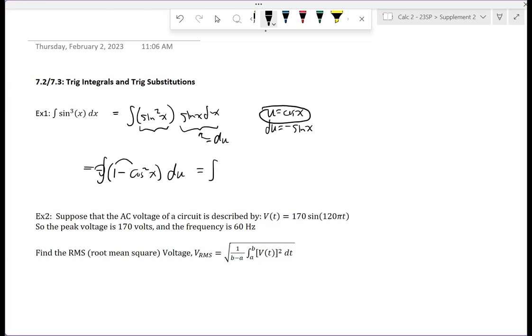This negative here is going to just swap these two terms. And we end up with the integral of u squared minus 1 du. This is, of course, 1/3 u cubed minus u plus c. And I suppose we could end it here, but we really always want to translate everything back into the original variable that the question was asked in. So we really should go one step further and say that this is 1/3 cos cubed x minus cos x plus c.